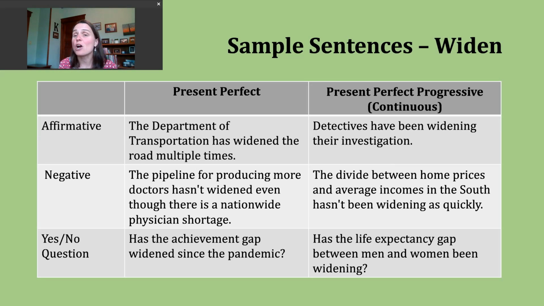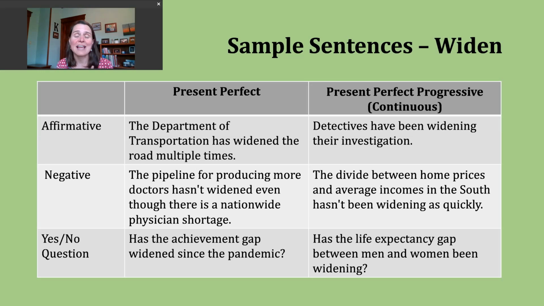Now let's move on and talk about the present perfect progressive. We use this verb tense to talk about an action that started in the past, it continues into the present, and it may even continue into the future. There are some verbs that we could use in the present perfect or the present perfect progressive, and they would really have the same meaning.